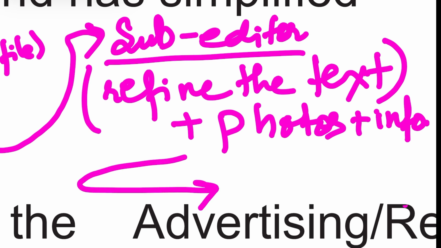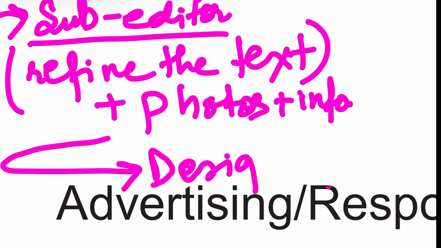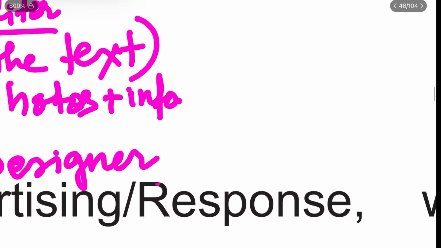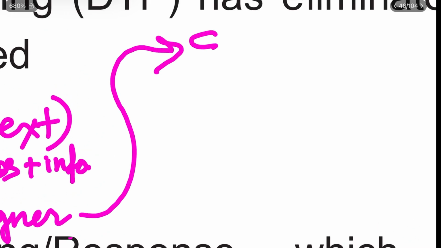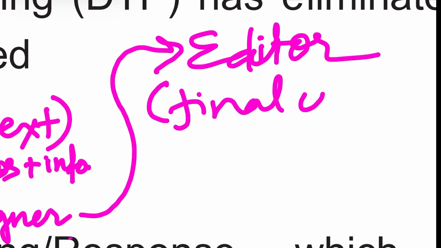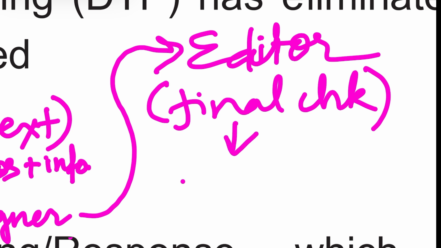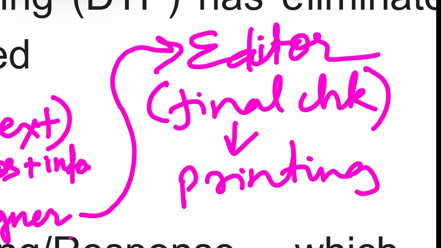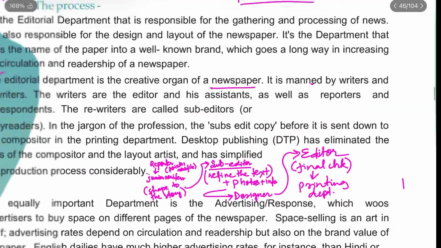From this part it goes to the designer. The designer does the design or layout. These days we don't have a layout artist, but earlier there was the position of layout artist. Right now desktop publishing has evolved a lot, so we just have a designer, a graphic designer. From the designer, the copy then goes to the editor. Editor is the head. Editor gives the final check. If there are errors, then they are sent back to the designer and rectified. Once the final copy is ready, it then moves to the printing department. I hope you understood this entire process.